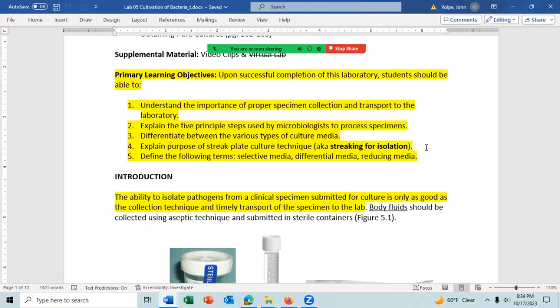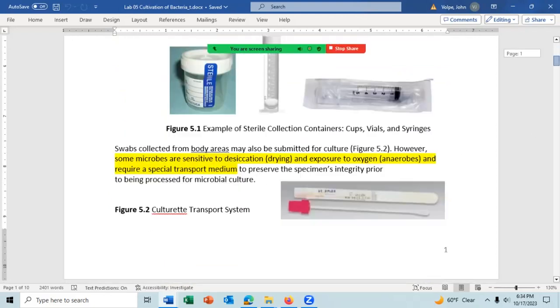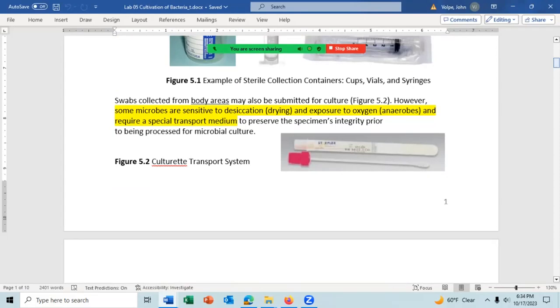All right. The ability to isolate pathogens from a clinical specimen submitted for culture is only as good as the collection technique and the timely transport of the specimen to the lab. Some microbes are sensitive to desiccation, meaning they can easily dry out, and some are sensitive to exposure to oxygen. An anaerobe does not like being around oxygen, and oxygen may kill them. And all microbes require special transport medium to preserve the specimen.